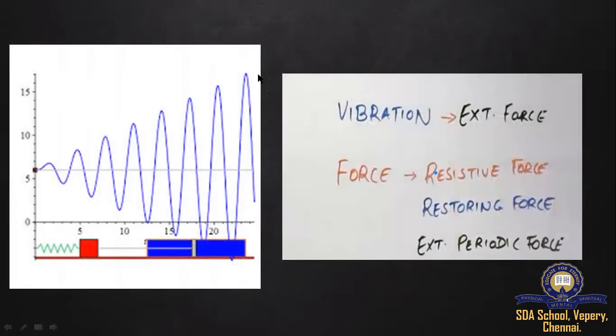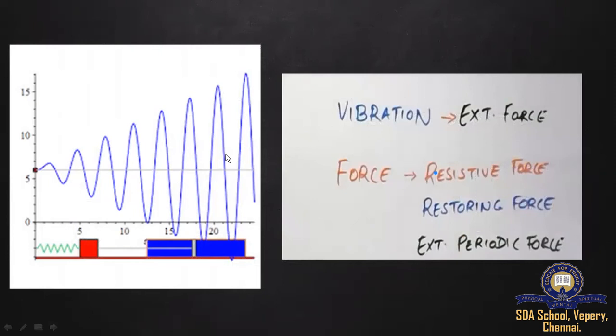See here, you are initially at this position. What happens? You are getting a constant periodic force. Here you get one force. So your amplitude increases. Again this person is pushing your swing. So your swing will go even higher and push higher. So when you get a constant periodic external force, your amplitude will keep on increasing.